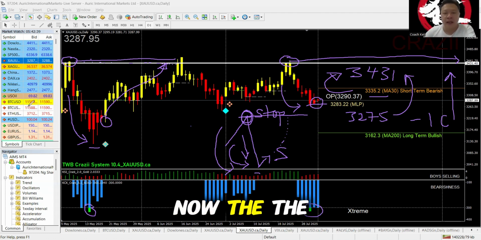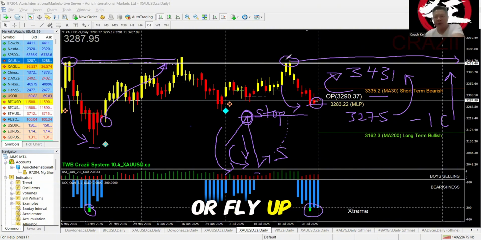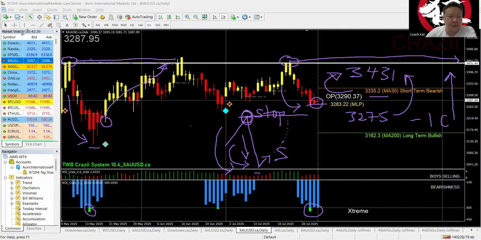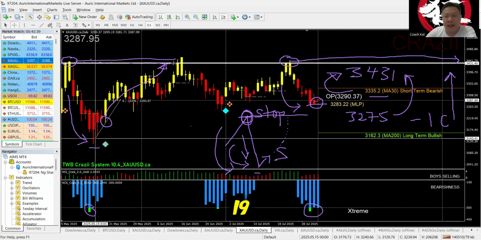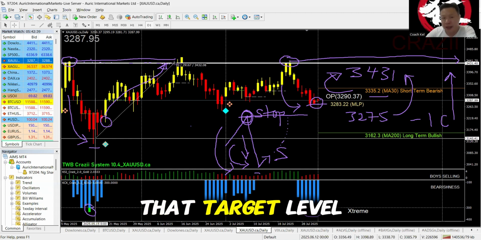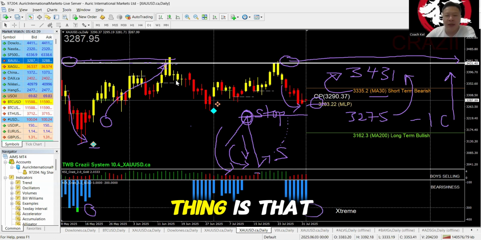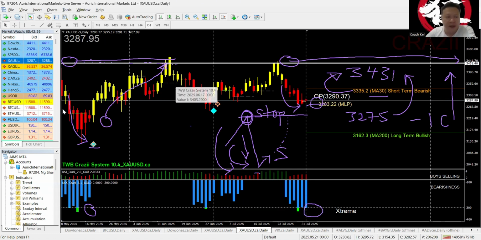Now, it will not fly up immediately. It will take a few days, because you can see over here, the market at the bottom took nearly 19, 20 days to reach that target level. So 20 days that were up and down, up and down. But then again, the main thing is that it makes money. Okay, so get the idea now?